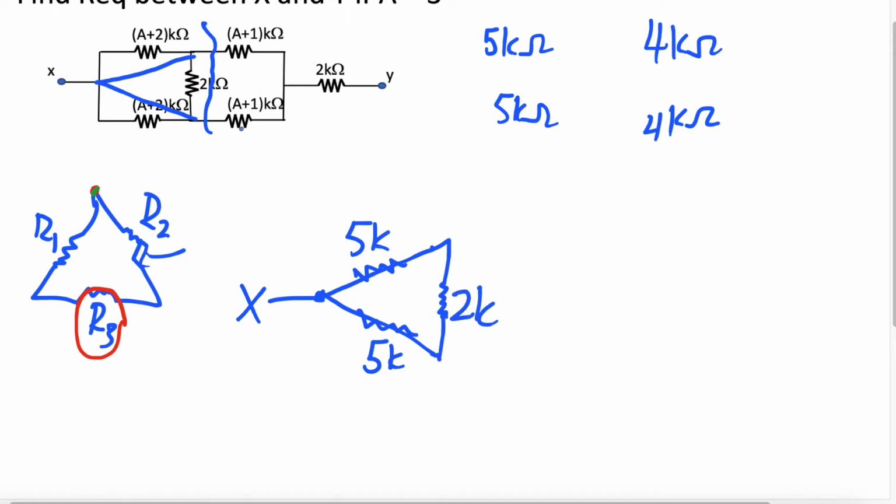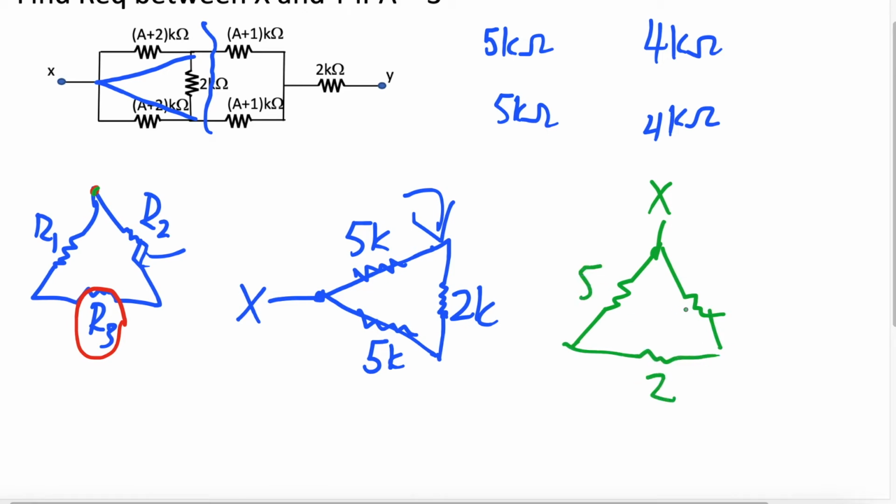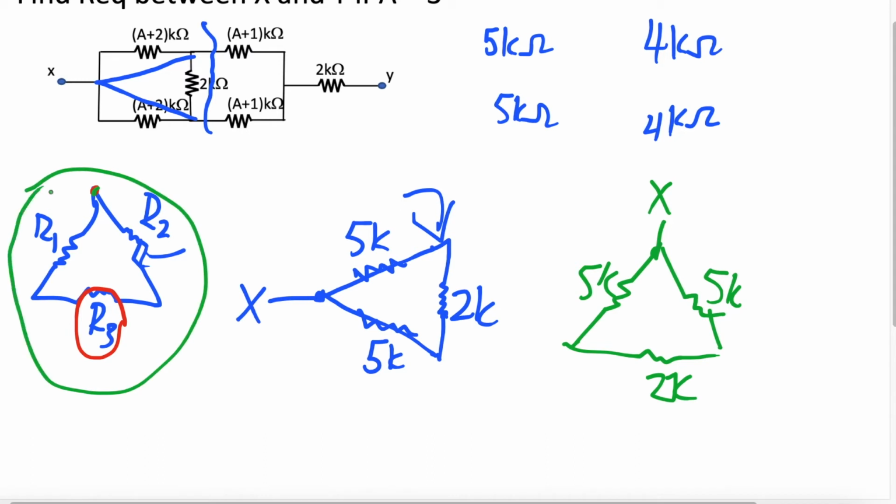So if we cut this circuit in half real quick, we see that if we then rotate this triangle, we essentially get X on the top, we get 5K over here, 5K over here, and horizontally we get a 2K, right? So we have 5K, and 2K, right? So this essentially looks exactly the same as the diagram that's drawn over there, to solve for the equivalent resistance of that Y delta transformation, right?